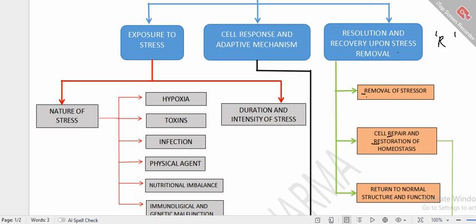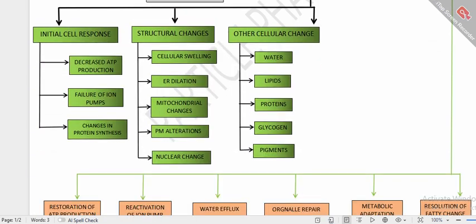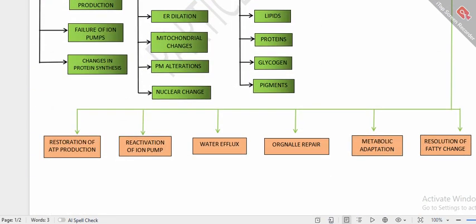So first one is removal of stress, R. Next one is repair and restoration, again R. Last one is return to normal structure and function. Here also R is coming. So in this manner you can remember that in the last step all R's are there. Here cell repair and restoration of homeostasis is again classified into sub-stages, which you can easily remember in this manner.